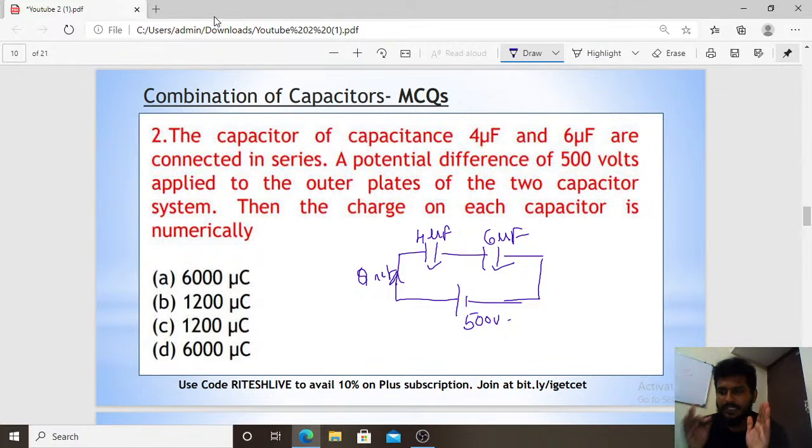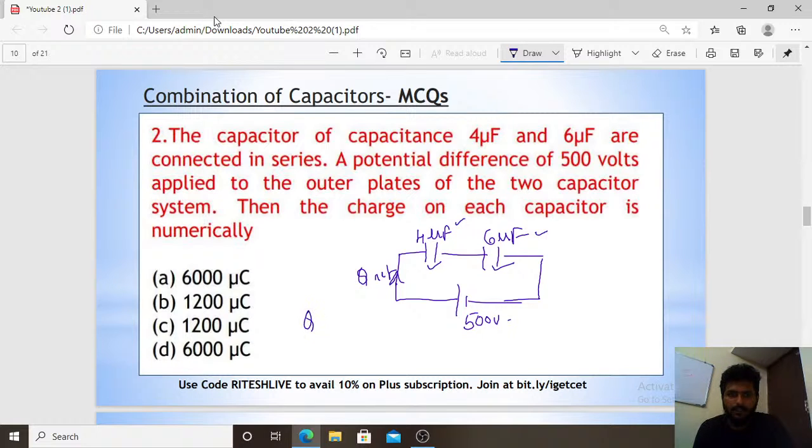When capacitors are in series, the charges over both the capacitors will be the same. When they are in parallel, it will be different. But the Q net value will be the same value. It is the same here and here also, right?